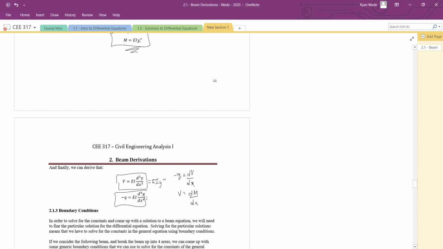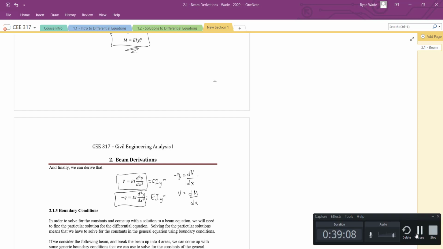And then if I take the derivative of the shear again, I get that negative q is the same as EI times the fourth derivative of the deformation y as a function of x. So these are important things that we want to know in order to solve for our beams.